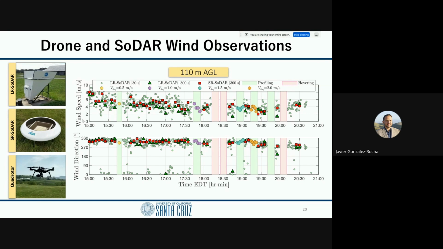So to make this comparison, I essentially looked at the wind velocity measurements at 110 meters above ground level, right? And so looked at the measurements that were being reported by the long range SODAR and the short range SODAR. So here the green triangle is the long range SODAR, and then the red rectangle is the short range SODAR, as you can see.